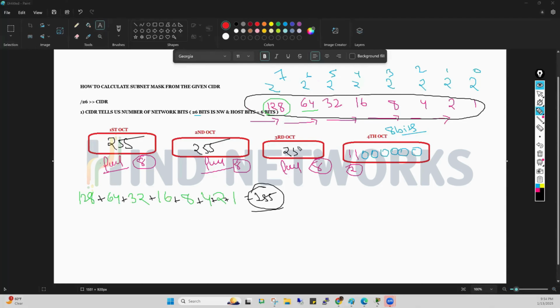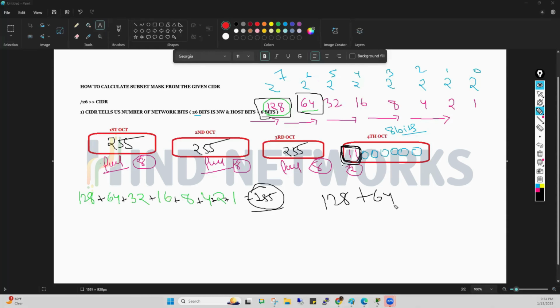In the third octet also you will get the value 255. Clear? Understand? Now come here. Here only these two bits are 1, the rest are 0. So here you need to check this one and this one only, and add 128 plus 64. When you add 128 plus 64, you get 192. So in this octet the value is 192.